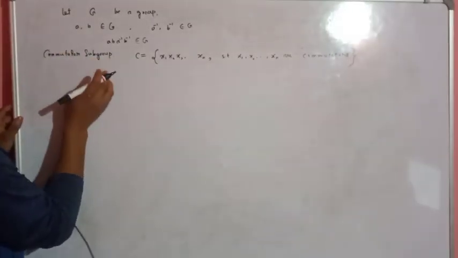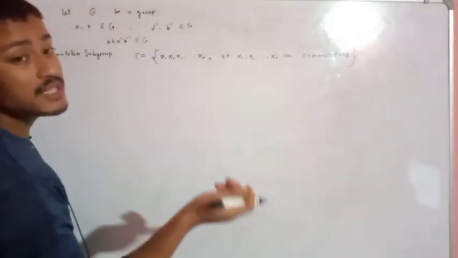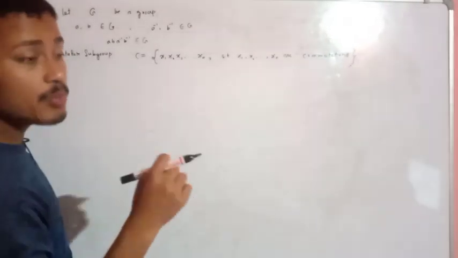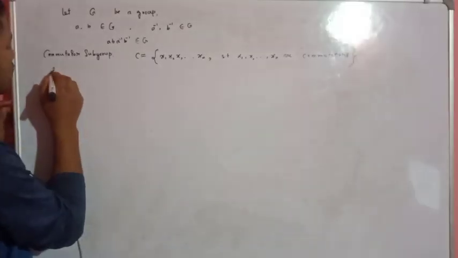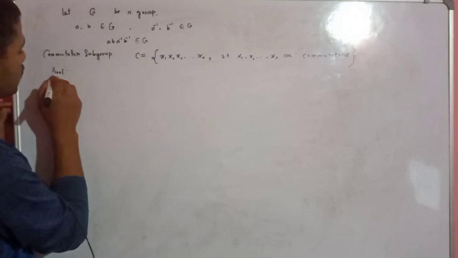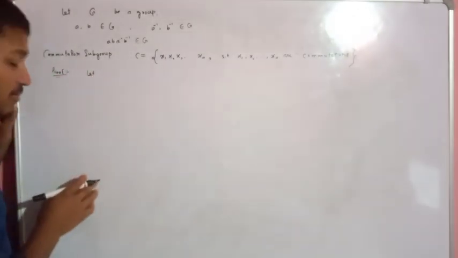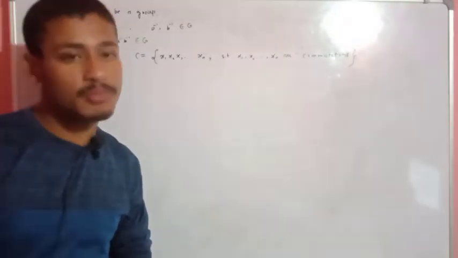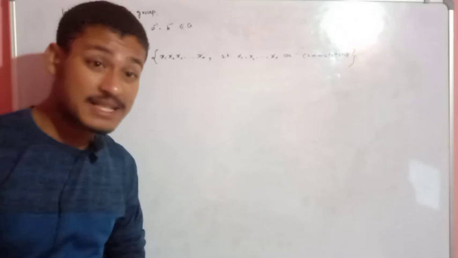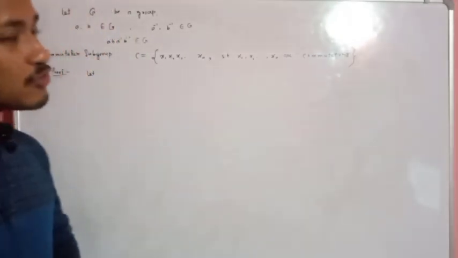Prove that the set of commutators is a subgroup of the group. So this will be the proof that the set of all commutators forms a subgroup of the group. This is the question.